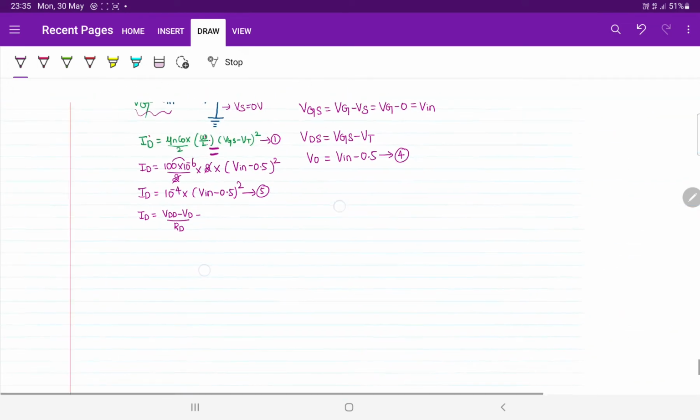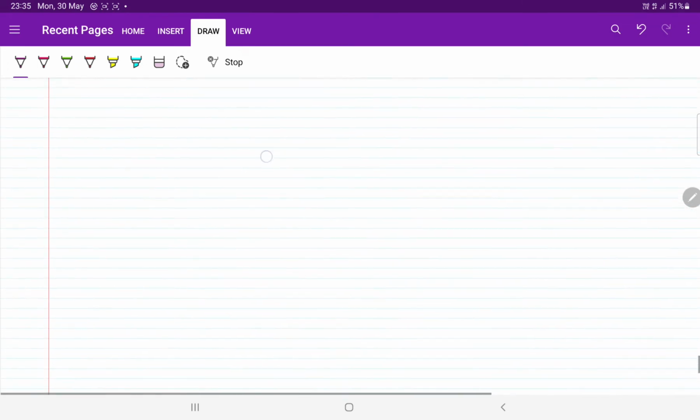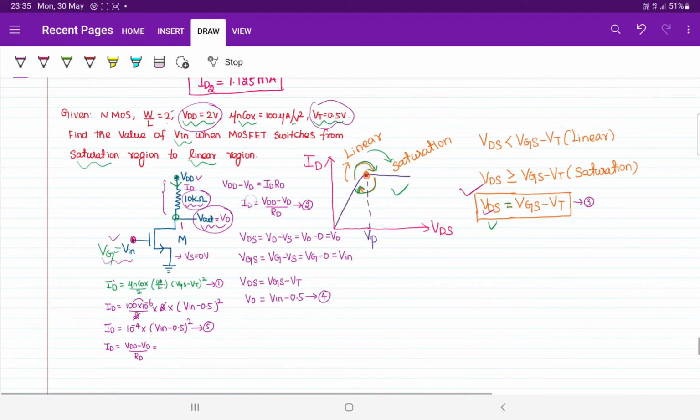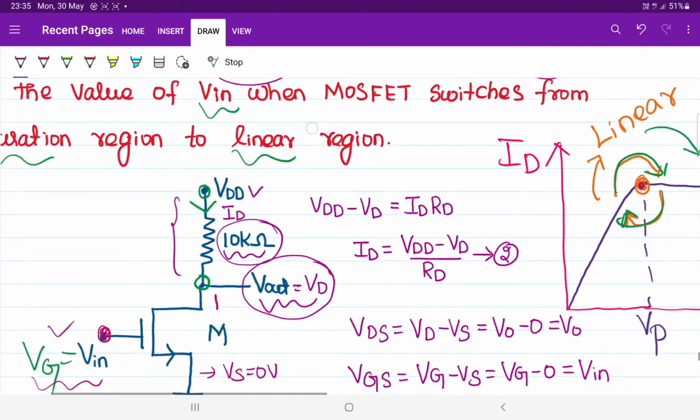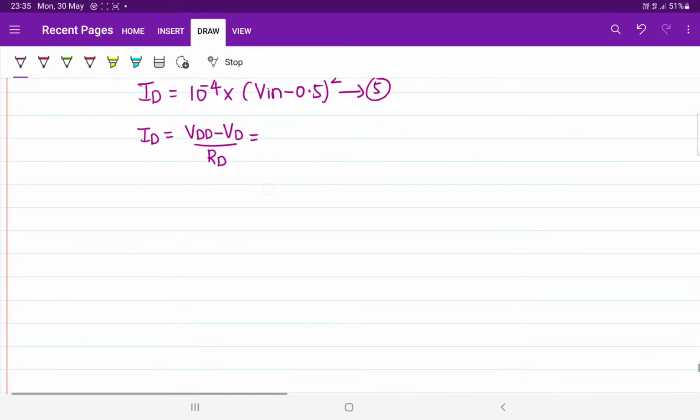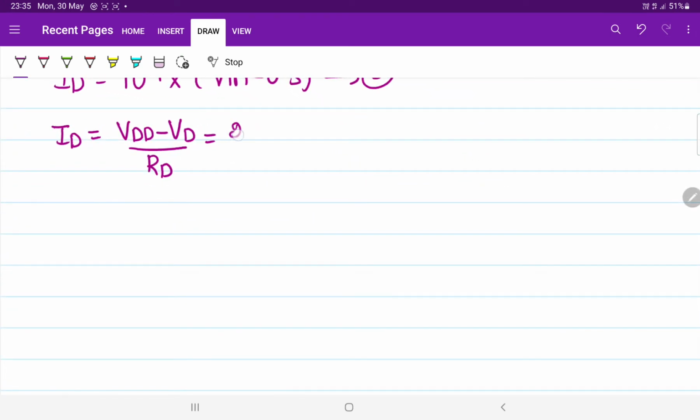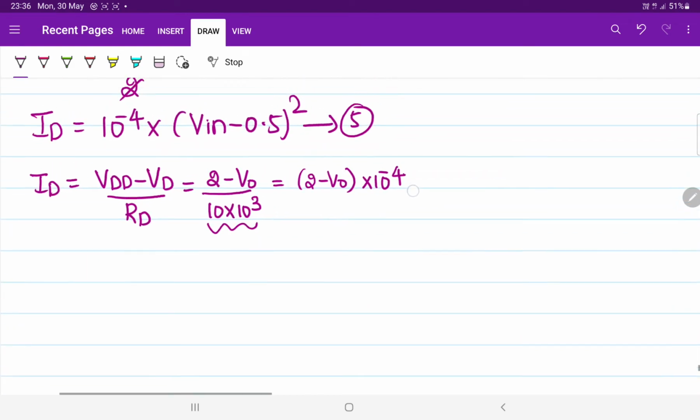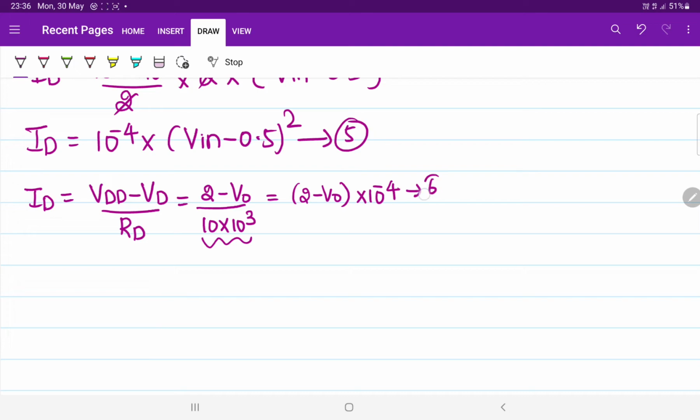Shall we start writing this? What is the value of VD? Sorry, the value of VDD is given as 2 volts. Let me write it here. So 2 volts minus VD, which is nothing but V0, upon RD, which is 10 into 10 power 3. Further, this can be written as 2 minus V0 into 10 power minus 4. How did it come? See there, 10 into 10 power 3 will give you 10 power 4. If you bring it to the numerator, it will become 10 power minus 4. Now, take this as your equation number 6.